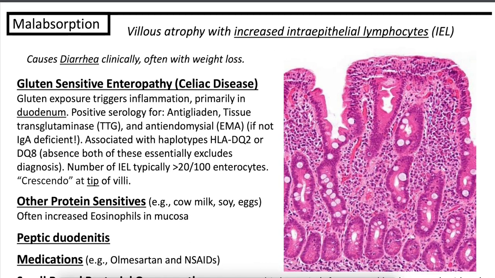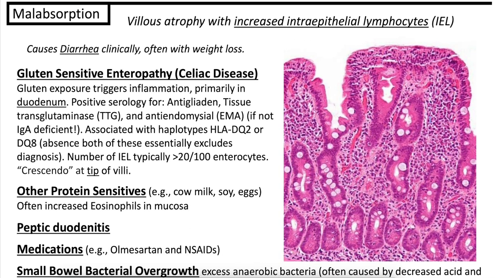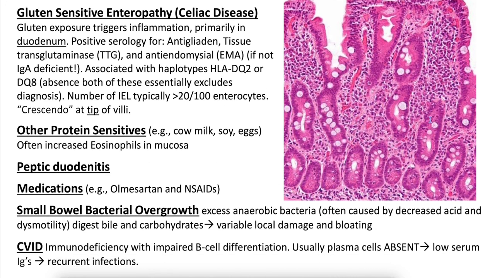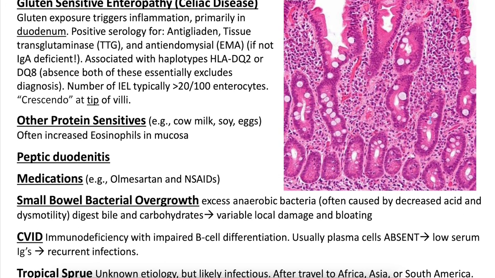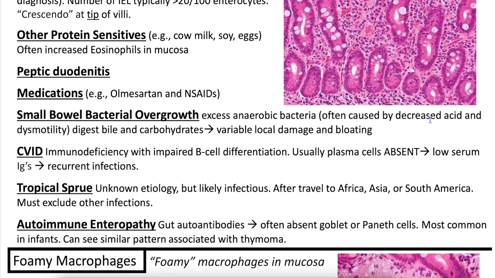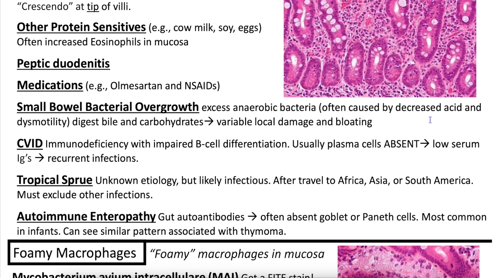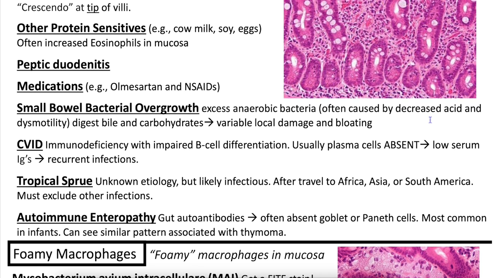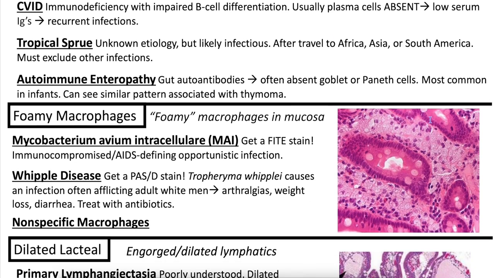Malabsorption, think about celiacs, other protein sensitivities like milk, soy, eggs, peptic duodenitis, medications, olmesartan and NSAIDs, small bowel bacterial overgrowth, CVID, tropical sprue, autoimmune enteropathy. You'll have absent goblet or Paneth cells, and it's common in infants.